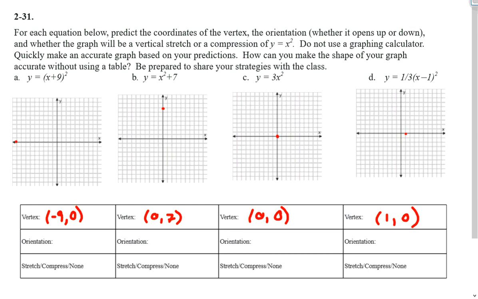Now looking at our a value, we have to figure out, is our orientation up or down? Is it a positive orientation or is it a negative orientation? And it's all based on that a value. So every one of these opens up, so they all have a positive orientation. And then when I look at the stretch and compression, there's none here because a is 1, none here because a is 1, stretch because a is 3, and compression because a is 1/3.